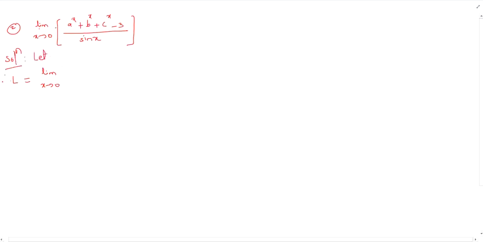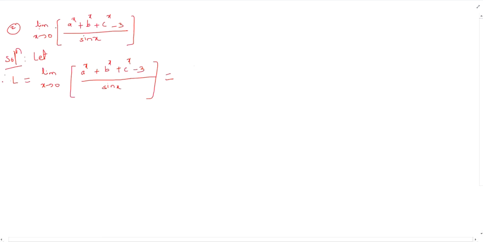Let L be equal to the limit of a raised to x plus b raised to x plus c raised to x minus 3, upon sin of x. Now this function is not in standard form, and in every example you can verify that if we substitute the limit directly, then the denominator is going to become 0.